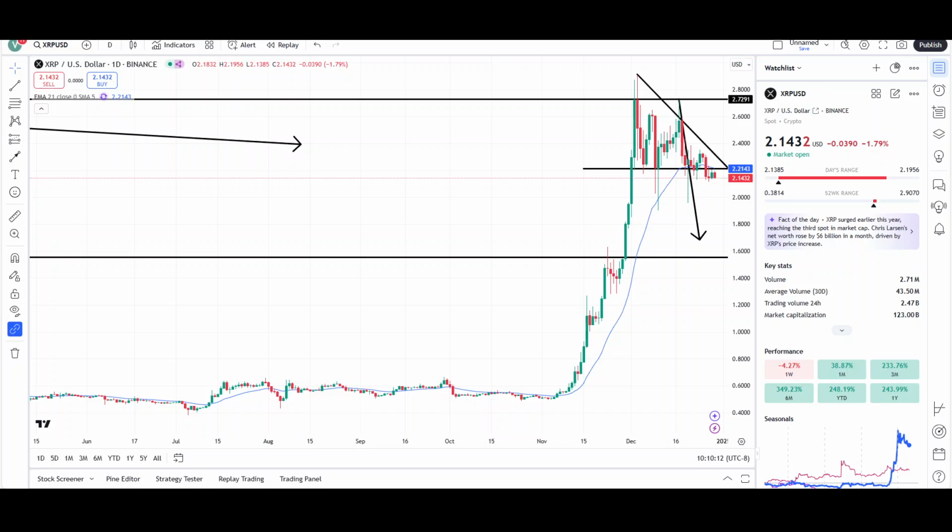XRP against the US dollar on the Binance exchange. I will first be going over what I see on the daily chart and finish the video off with the weekly chart. This video is for entertainment purposes only. Please trade at your own risk.